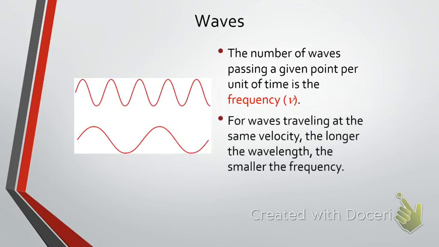And if you have waves traveling at the same velocity, the longer the wavelength, the smaller the frequency, which should make sense. So if we look at this instance here, these are small wavelengths, but they travel many more times in that same length. And so therefore, the wavelength and the frequency have to be inversely proportional. Whereas we have a much larger wavelength here, but the frequency is much smaller.